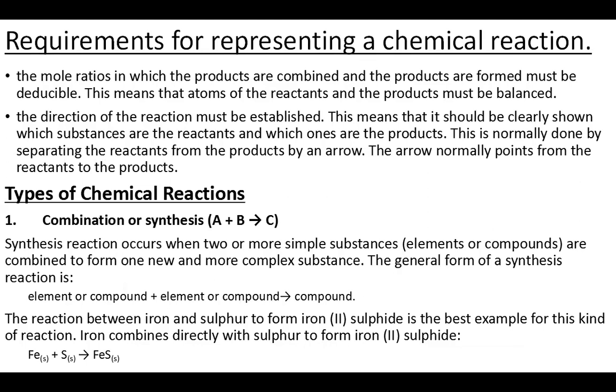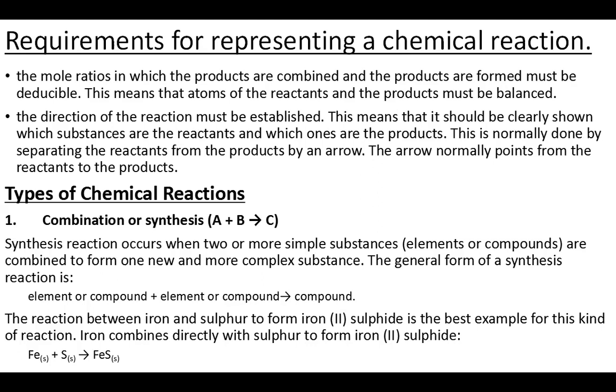The last requirement for representing a chemical reaction is that the direction of the reaction must be established. This means that it should be clearly shown which substances are the reactants and which ones are the products. This is normally done by separating the reactants from the products by an arrow or arrows, depending on the kind of reaction, whether it is reversible or non-reversible. Now, the arrow normally points from the reactants to the products.